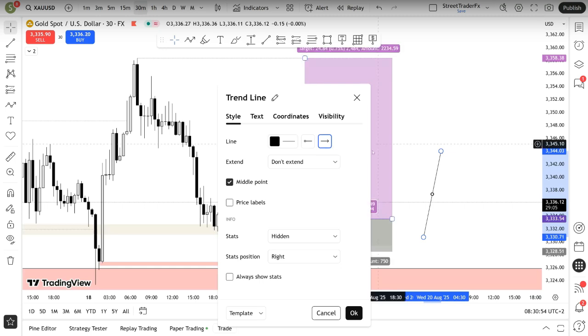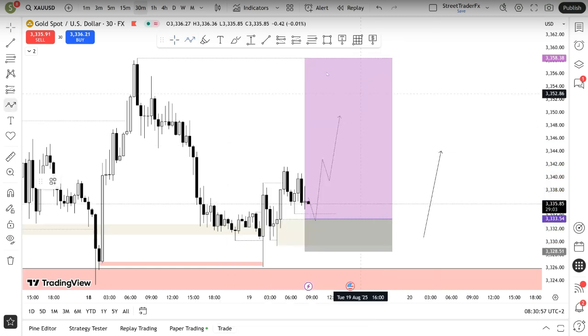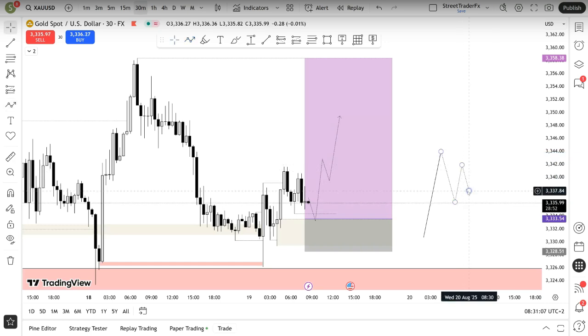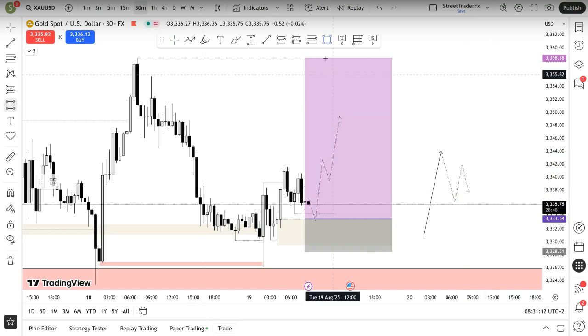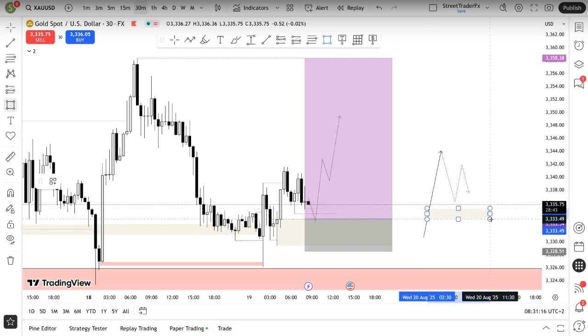We have this impulse here on gold. And then we had this pullback right here. And then we had something like this. So currently price is right here, as you can see, right? And we have a fresh and unmitigated support level below, right?